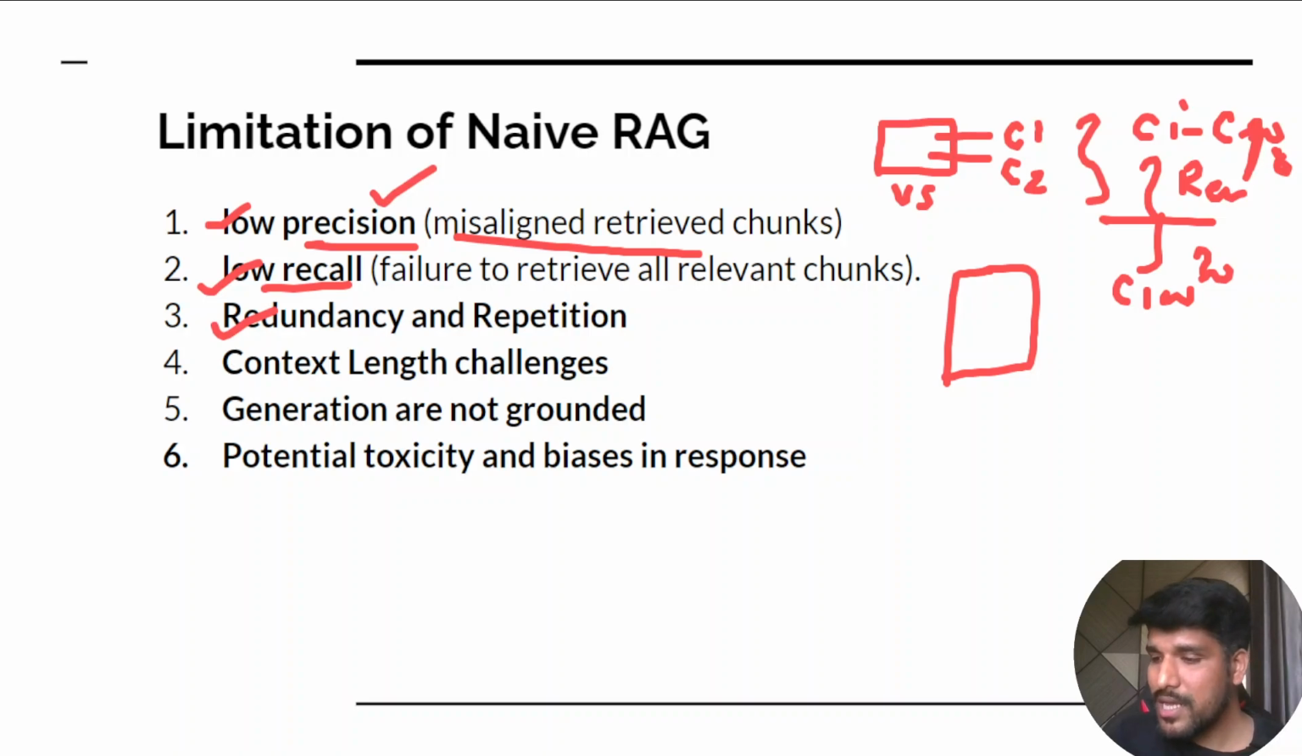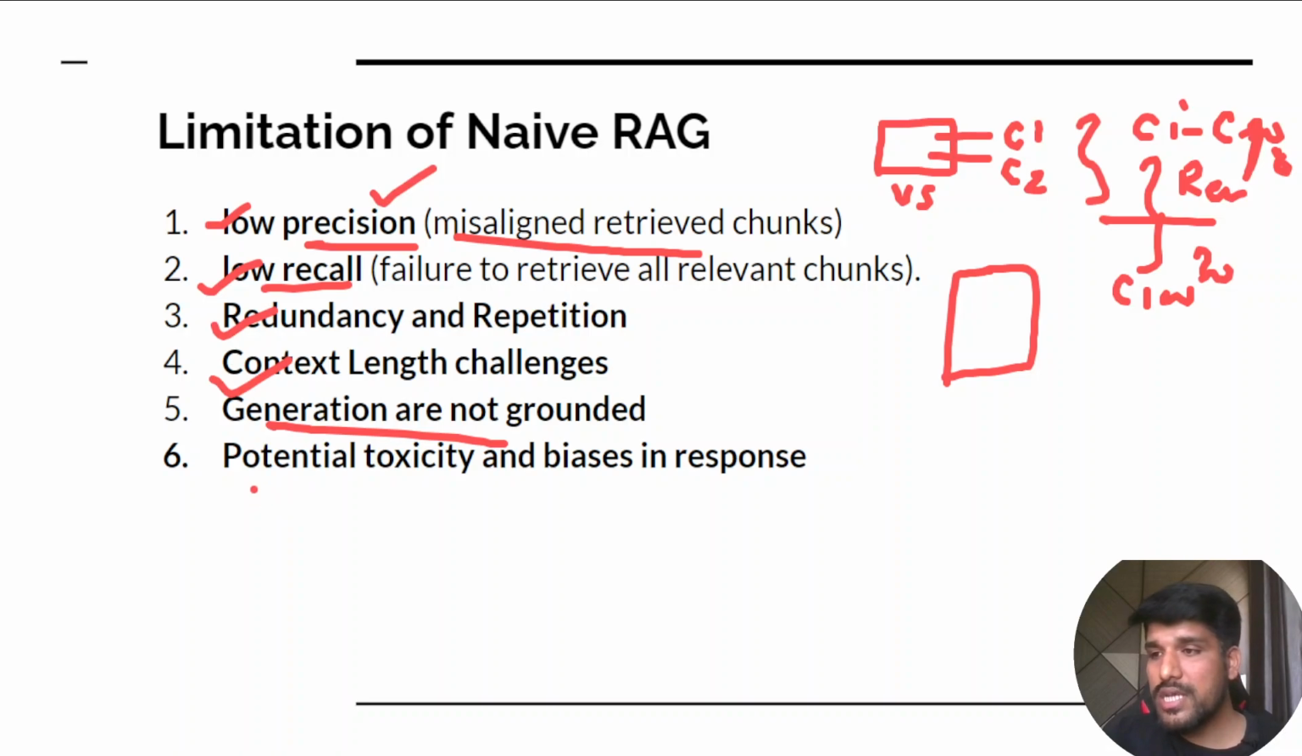Next is the context length challenge. Sometimes the context is very large, and it is split across different chunks, so it is not able to retrieve the proper answer, the proper context. So, context length challenges. Then, generations are not grounded. There is some ground truth, but whatever generation happens is not related to the ground truth.